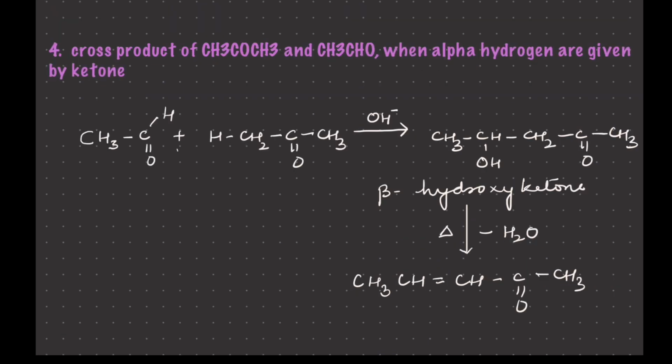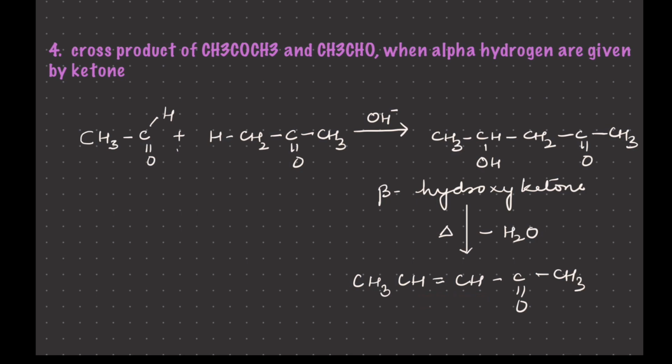For the cross product of ketone and aldehyde, the second one is where the alpha hydrogen is given by the ketone, unlike the previous one where the alpha hydrogen was given by the aldehyde. Now this alpha hydrogen will attack the carbonyl oxygen to give us a beta hydroxy ketone. Because the alpha hydrogen has been given by the ketone, the ketone functional group will remain intact. And after that, the usual elimination of water: this OH will go, along with the next hydrogen, which is alpha to the carbonyl group, giving alpha beta unsaturated products, and in this case it is going to be a ketone.